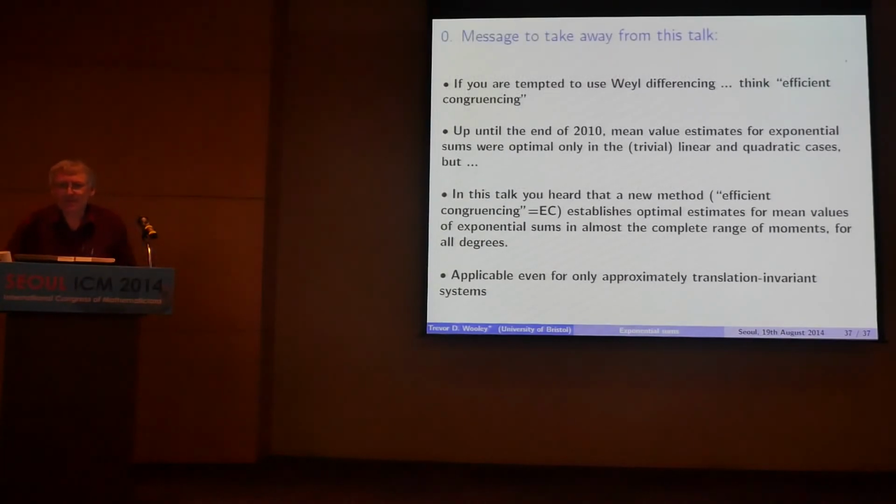My main message from this talk is that if you're in a world where you're using Weyl differencing, then you should think about efficient congruencing, because it's almost surely better, even for small degree. And I hope that maybe you're convinced that in many situations you get extremely close to the conjectured estimates, which is really very unusual in this kind of subject. So we already have optimal estimates for the cubic case and very nearly in complete generality. And that's the end of my talk. Thank you.